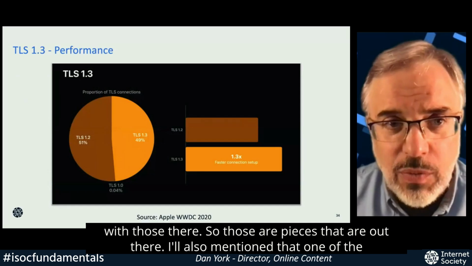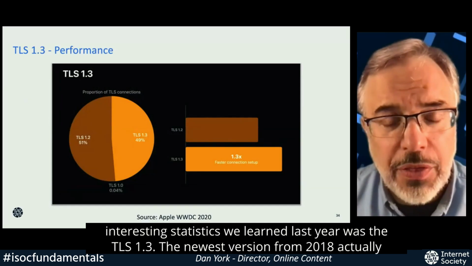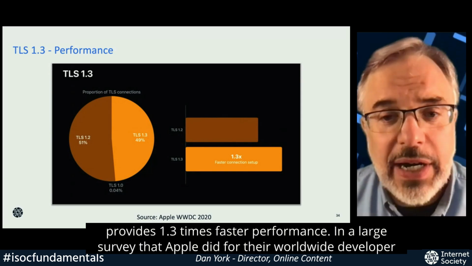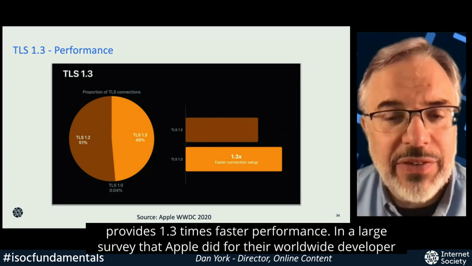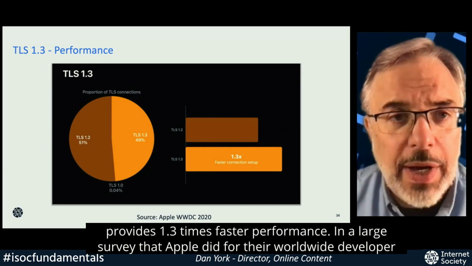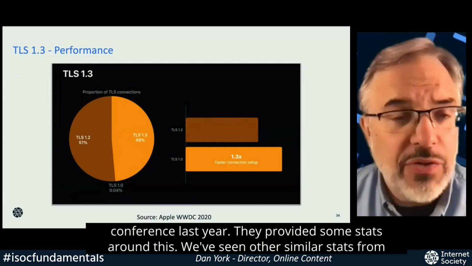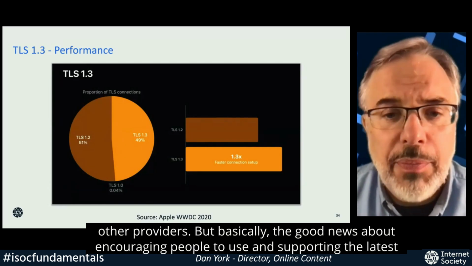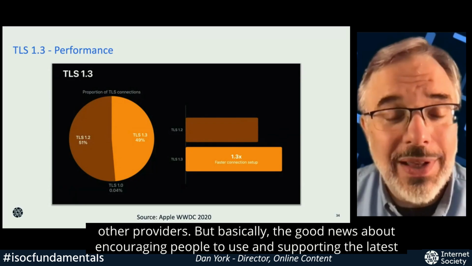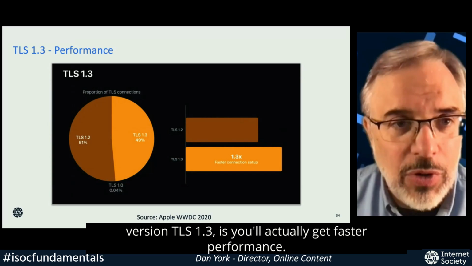I'll also mention that one of the interesting statistics we learned last year was that TLS 1.3, the newest version from 2018, actually provides 1.3 times faster performance in a large survey that Apple did for their Worldwide Developer Conference last year. They provided some stats around this. We've seen other similar stats from other providers, but basically the good news about supporting the latest version, TLS 1.3, is you'll actually get faster performance.